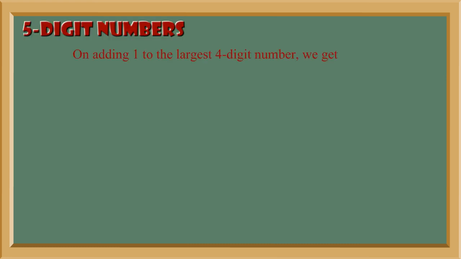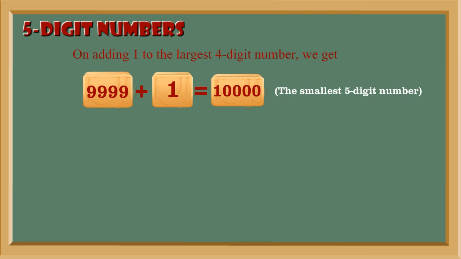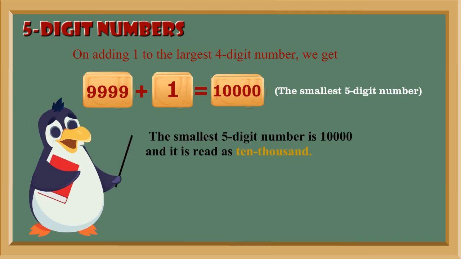5-digit numbers. On adding 1 to the largest 4-digit number, we get 9999 plus 1 is equal to 10,000, the smallest 5-digit number. The smallest 5-digit number is 10,000 and it is read as ten thousand.